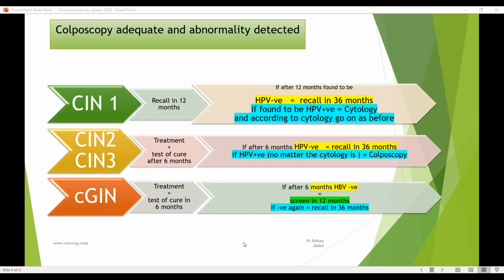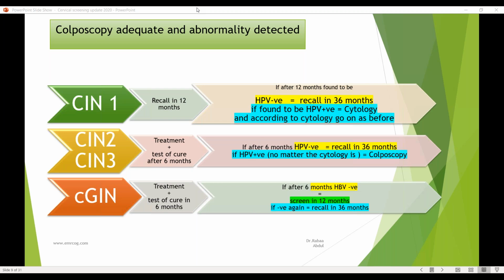If you have discovered by the colposcope that this patient had abnormality while your colposcopic examination was adequate, so the patient has CIN1. CIN1 means recall in 12 months. Will you treat a CIN1? No, I will not treat a CIN1. I will ask her to come back as a recall in 12 months. And in the 12 months, what's happening? I will check the HPV.